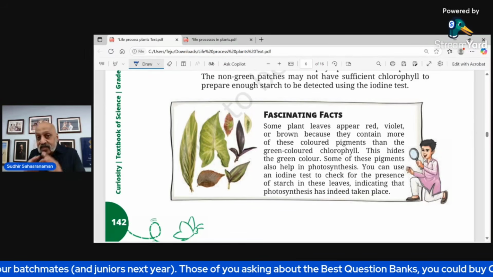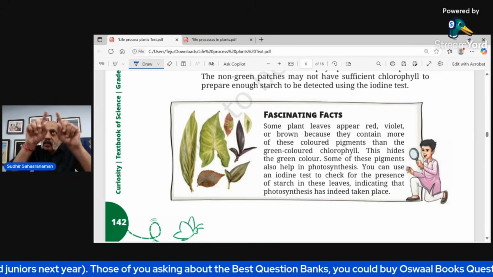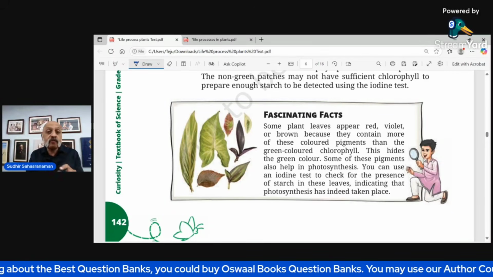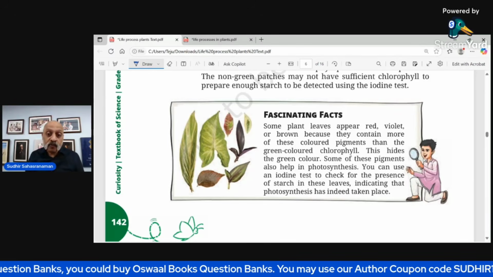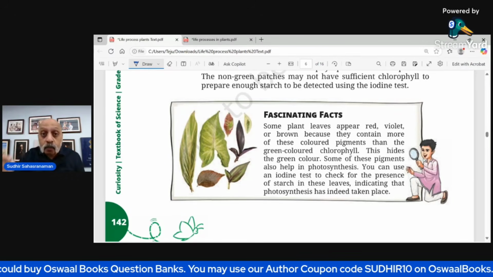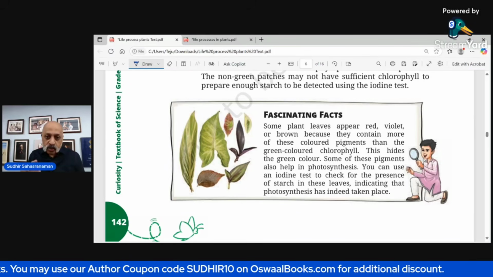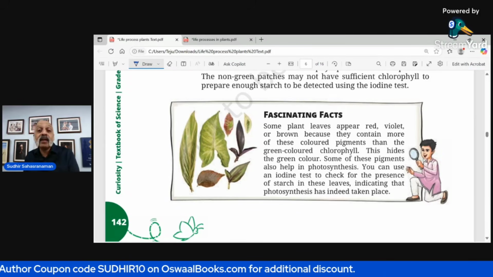So while chlorophyll is there in the center of the leaf, the periphery of the leaf, the outer area, boundary of the leaf is not containing chlorophyll. It is having these colored pigments, because of which the color is reddish in color. So these pigments, they hide the green color.